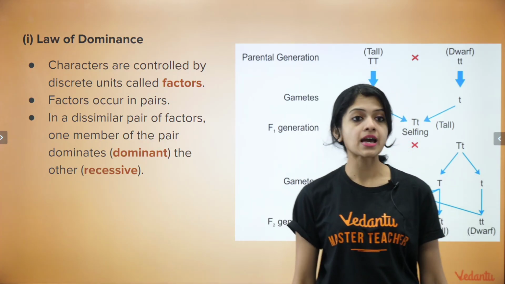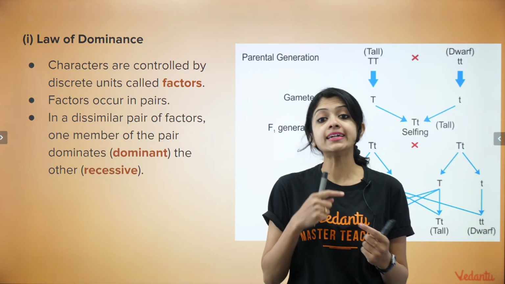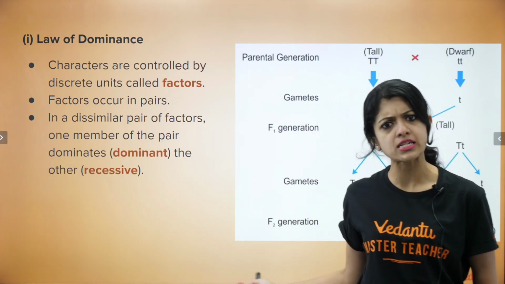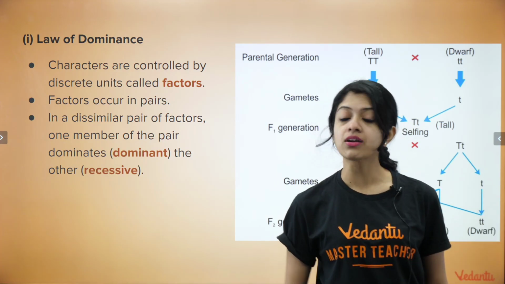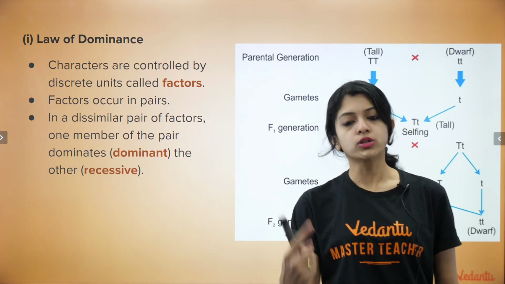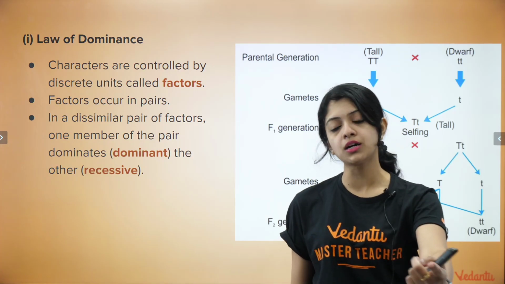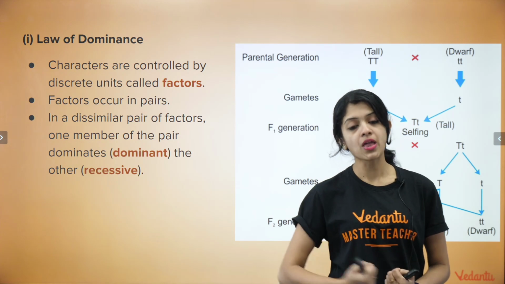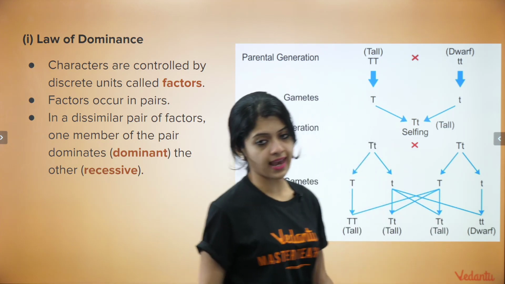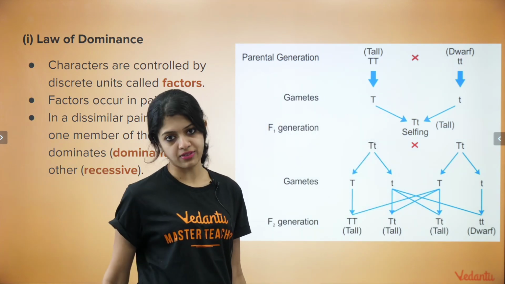Mendel found that factors occur in pairs, and in a dissimilar pair of factors, which means he is talking about a heterozygous condition, one member of the pair dominates, which we call dominant. It dominates the other one, which is called recessive. Recessive is the one which gets suppressed. The allele for dwarfness in this case is the recessive allele.